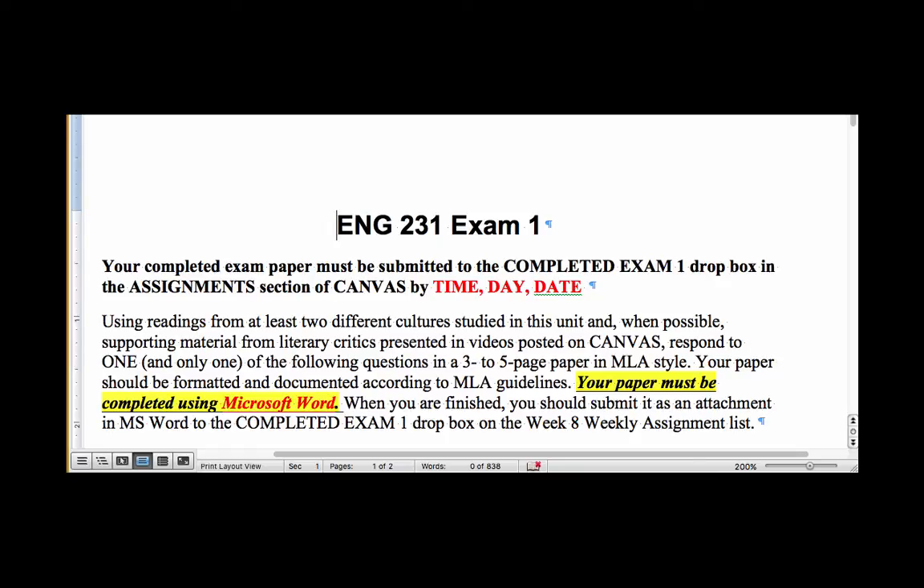Hi everyone. Today we're going to prepare to write the first exam, and this informal video is going to go through the exam assignment itself and explain the details of the requirements that you need to meet. And we're also going to look at each of the questions and discuss one way that you might approach answering them.